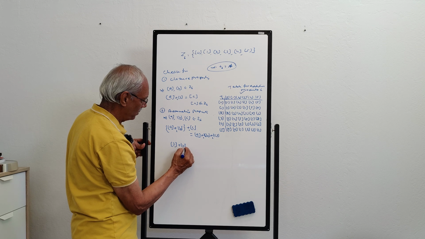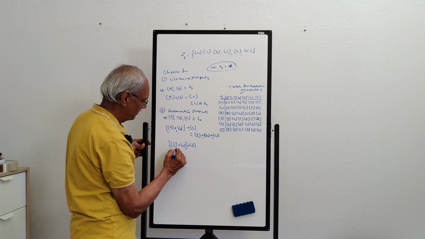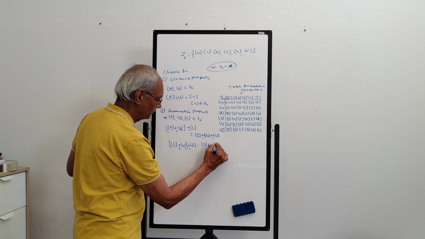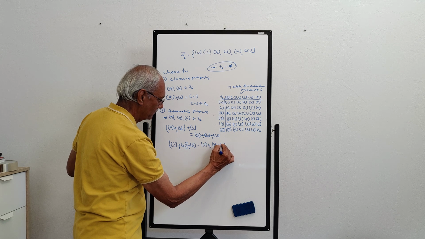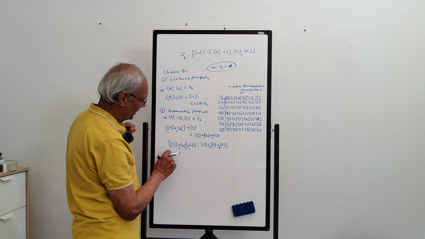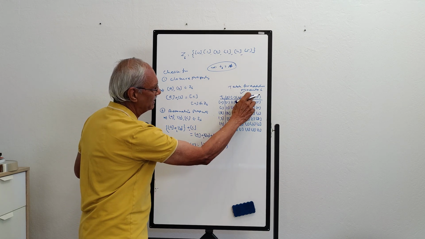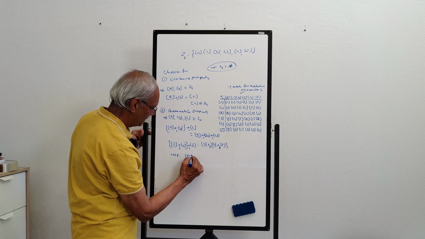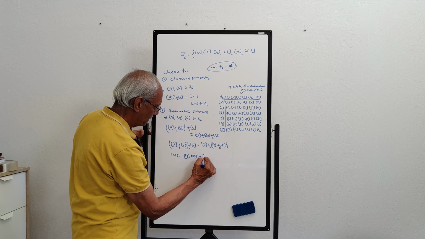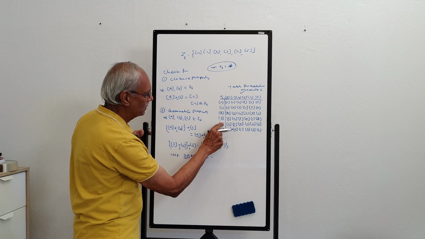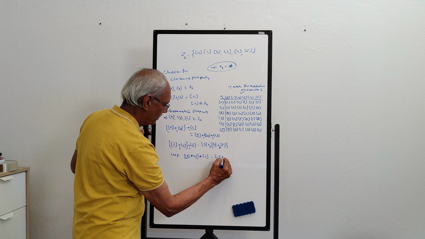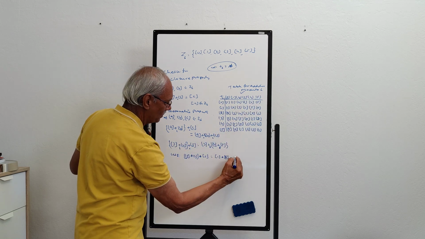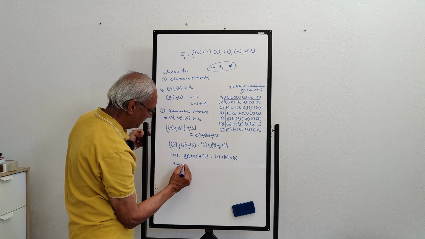Take 3 plus 4 plus 5. Check whether this is true. LHS: 3 star 4 star 5. 3 plus 4 is 7, which is 1. Then 1 star 5 is 0.